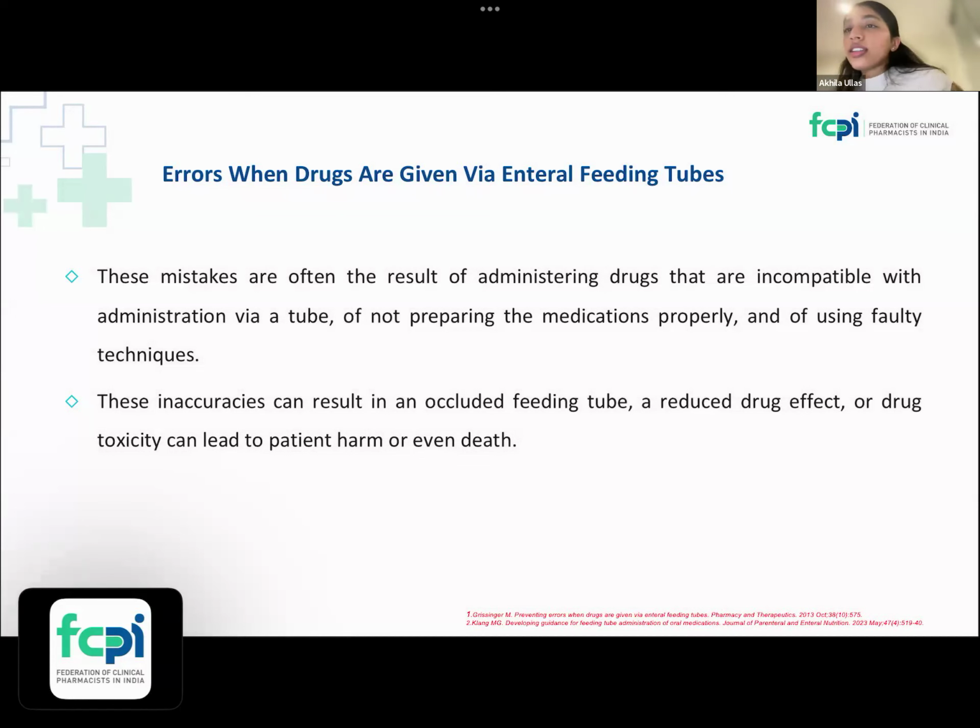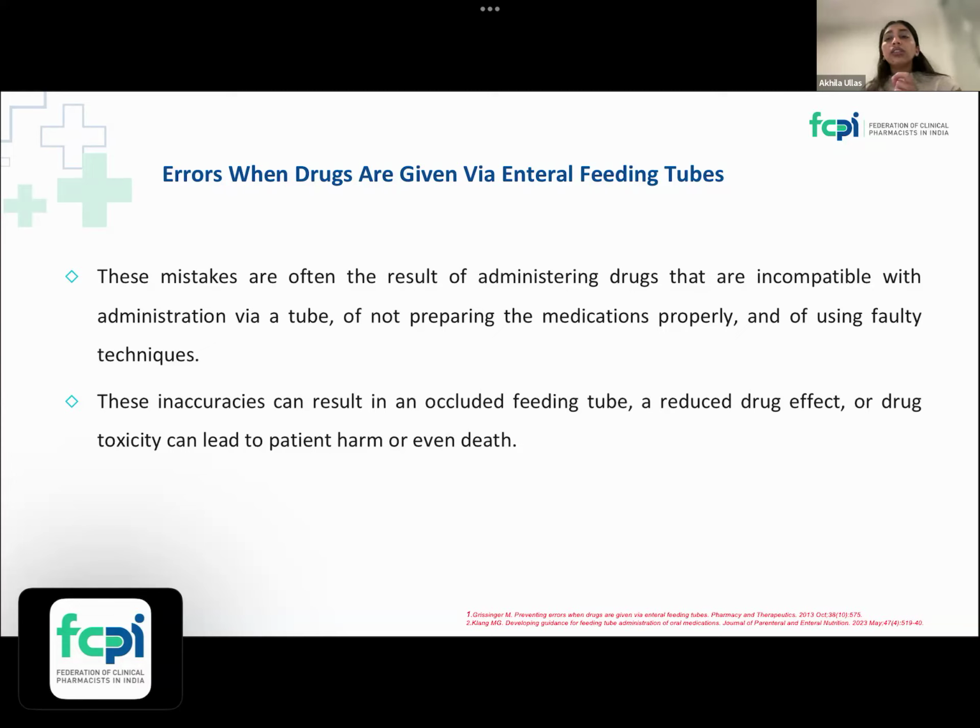Errors when drugs are given via enteral feeding tubes. This area will tell you what errors occur when you are giving drugs through enteral feeding tubes like RT, J tube, PEG tubes. These mistakes are often the result of administering drugs that are incompatible with administration via a tube, of not preparing the medication properly, and of using faulty techniques.